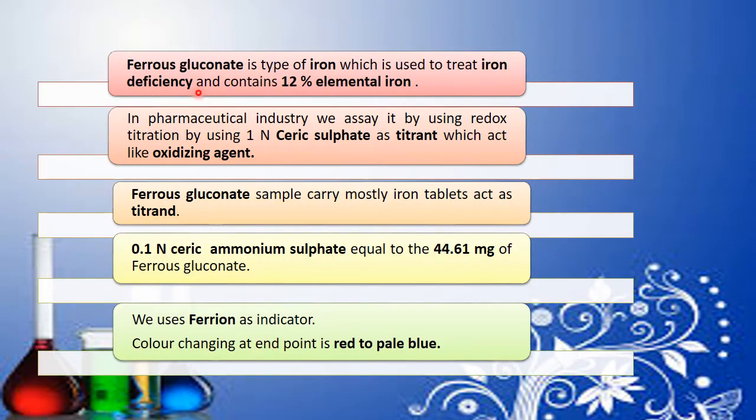Ferrous gluconate is a type of iron that is used to treat the iron deficiency, and it usually contains about 12% elemental iron. In this process, the titrant is the ceric sulfate and the titrand is the ferrous gluconate. The indicator used is the ferroin indicator, and the color changes at the end point as red to pale blue.